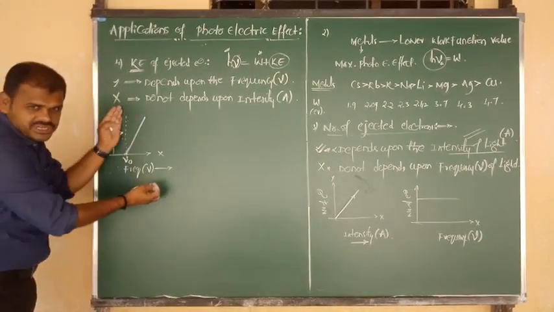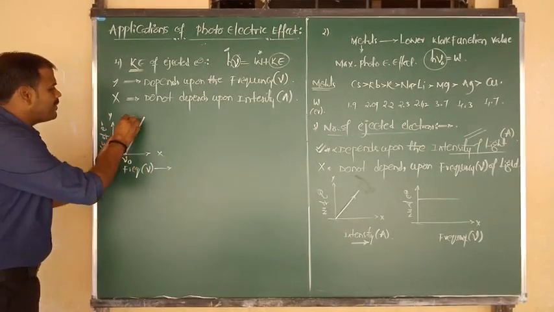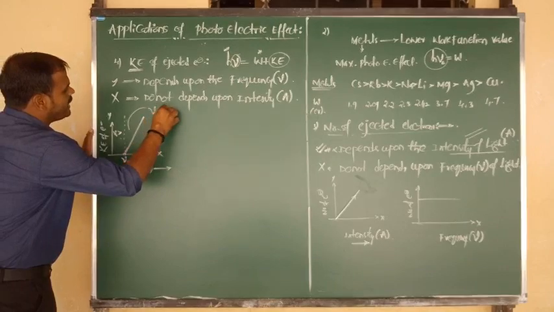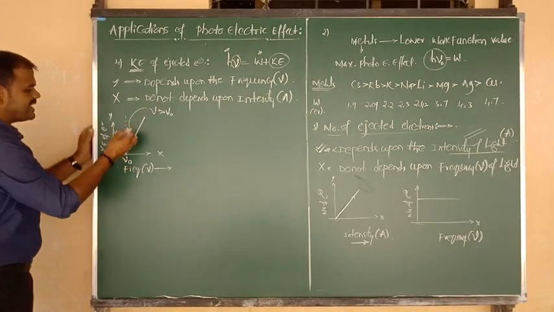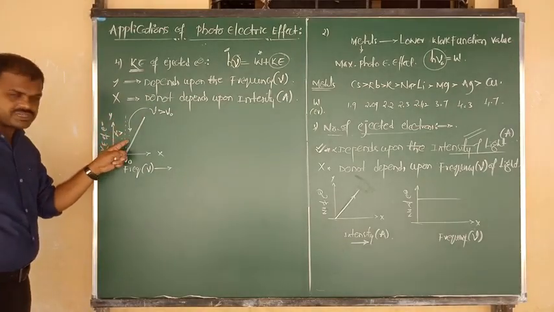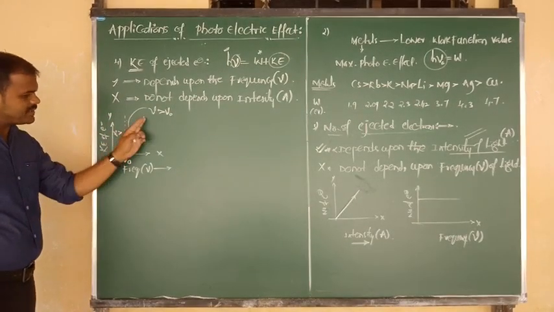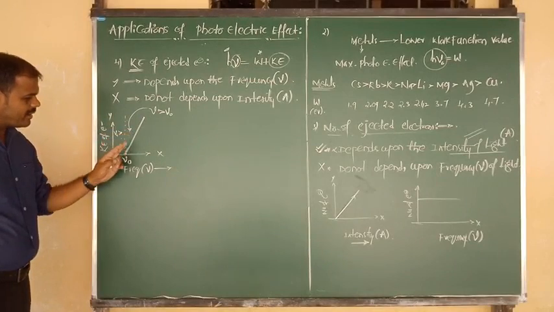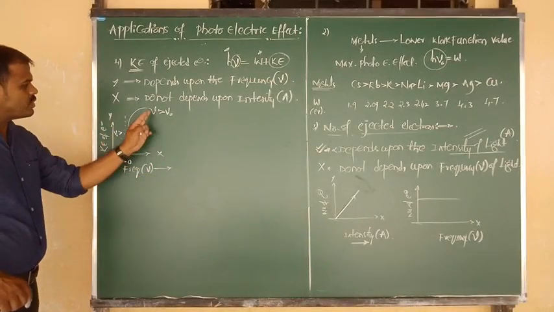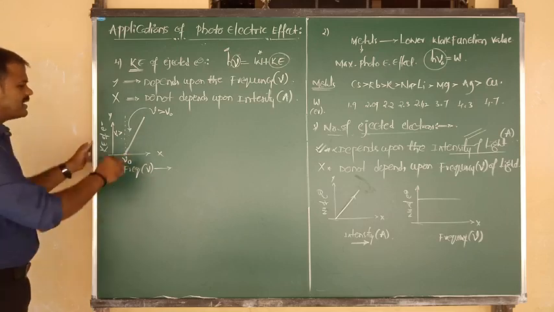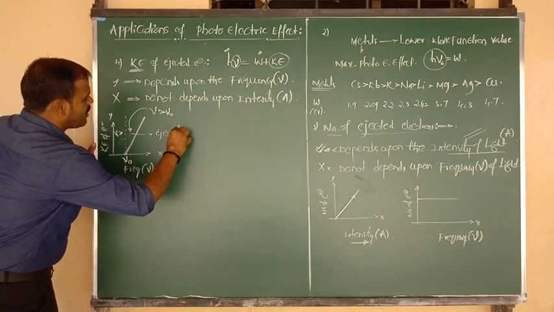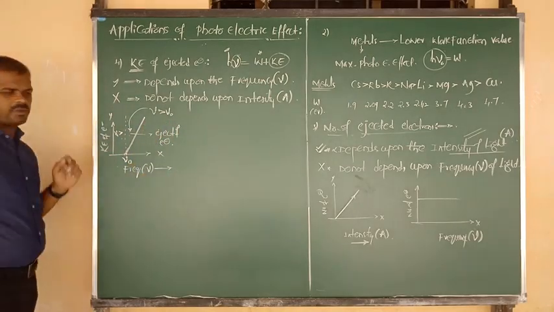And after this dashed line, after this nu naught, in this area, nu is greater than nu naught. Before the dashed line nu naught is more, and after the dashed line, with respect to this curve, nu is more as compared to nu naught. So nu is greater than nu naught, and in this area we can see the ejection of electrons. I hope you understand.